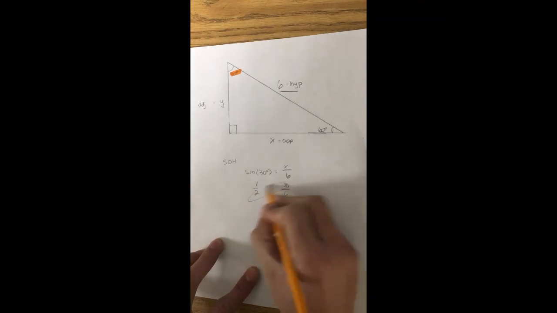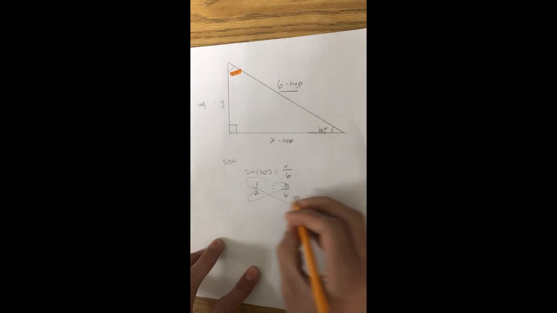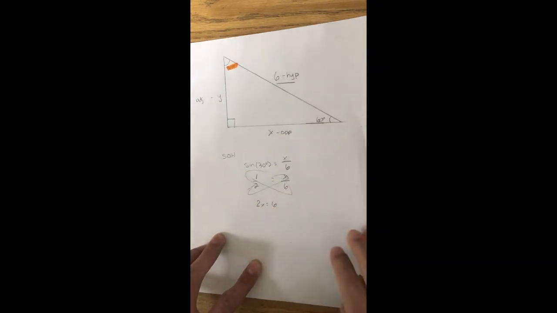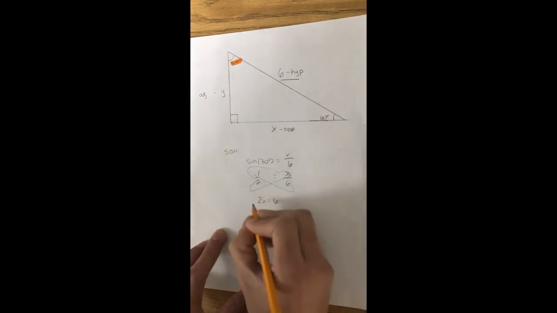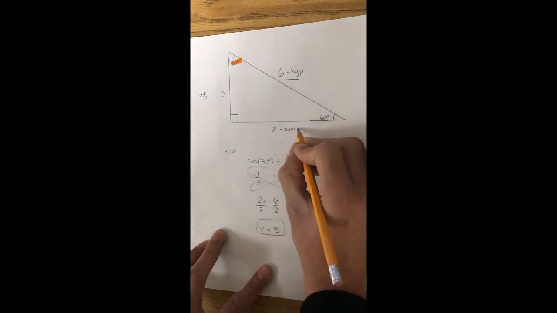Afterwards, I'm going to cross multiply. Okay, and I get that 2x is equal to 6. Next, I divide by 2. And I get that x is equal to 3. This side here is 3.